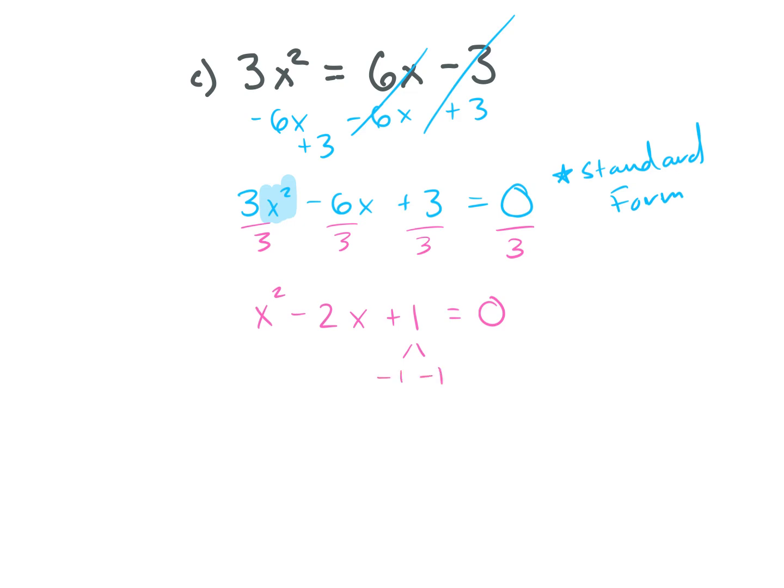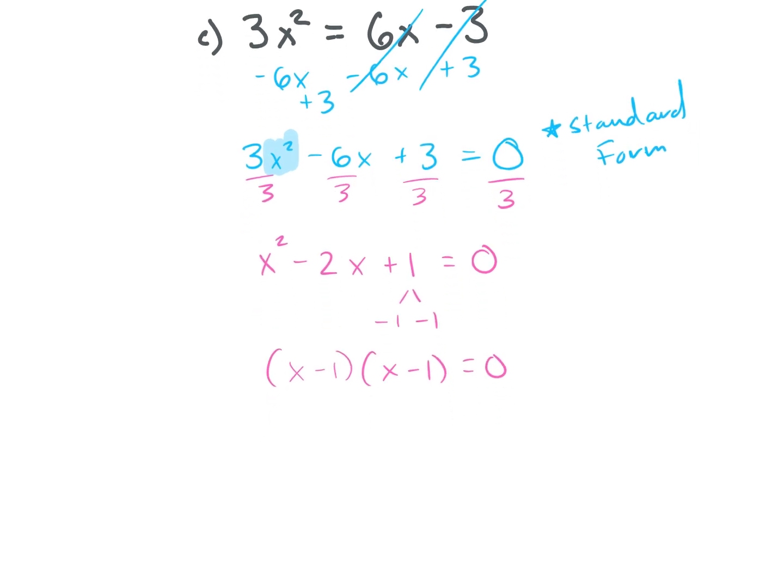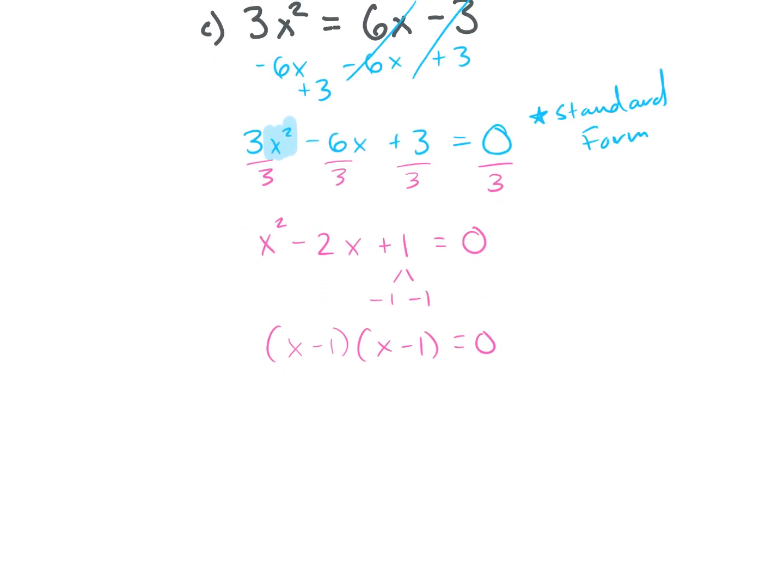Negative 1 and negative 1. So I have x minus 1 and x minus 1 equals 0. So now I factored. How can I solve? Set both of them equal to 0. So x minus 1 is equal to 0 and x minus 1 is equal to 0. And then we just solve each equation for x separately.